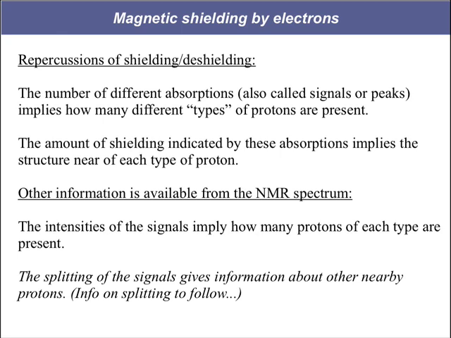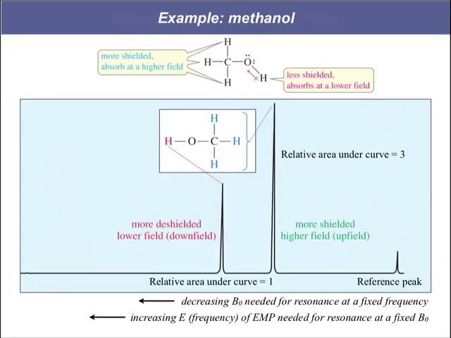So if a signal is very loud, that means that there are lots of protons absorbing and re-emitting those radio frequencies, which means that there are many protons that have that type of chemical environment around them. And lastly, we're going to talk about this in part 2 of NMR, the signals themselves will split into multiple signals, and the splitting pattern will tell us about nearby protons. So we'll talk about splitting in a little bit. But for now, let's look at a sample spectrum. Let's see what this actually looks like.